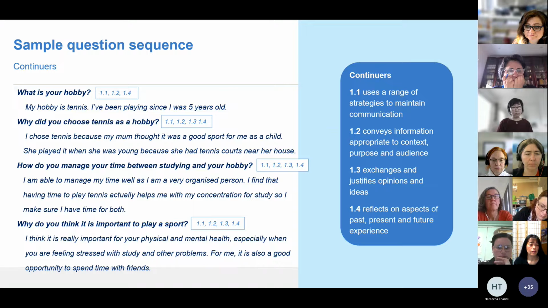Some languages progress to a more difficult level of language capability than others in Stage 6. For those languages, here's an example of how the same questioning might progress for the continuers course. Some example responses and what outcomes are addressed. You can see that the more challenging questions address the more challenging outcomes, those being 1.3, exchanges and justifies opinions and ideas, and 1.4, reflects on aspects of past, present, and future experience.